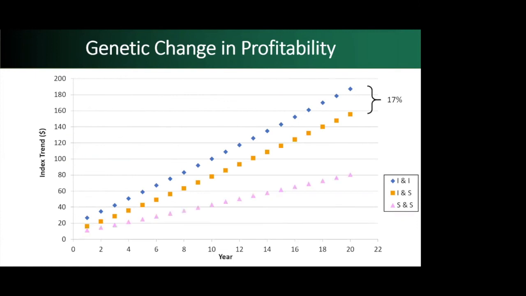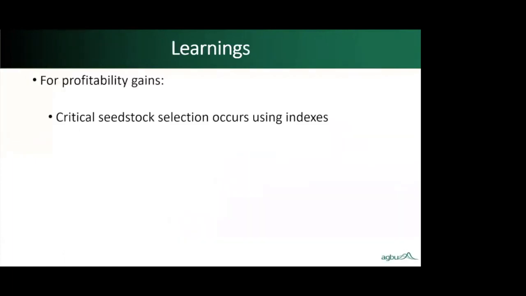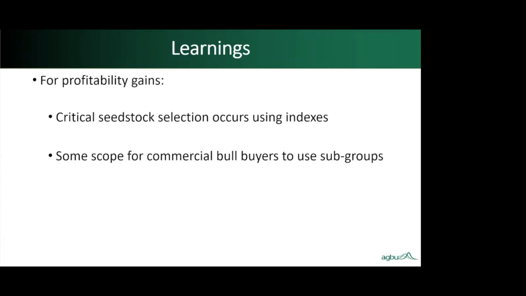When both the seed stock sector and the commercial sector were selecting on subgroup, we saw a 57% depression in the gains in profitability. The learnings from this study, when focusing on profitability gains, were that it was critical for the seed stock sector to select using indexes. There is also some scope for commercial bull breeders to then use subgroups. However, the best result is always achieved by using selection indexes.